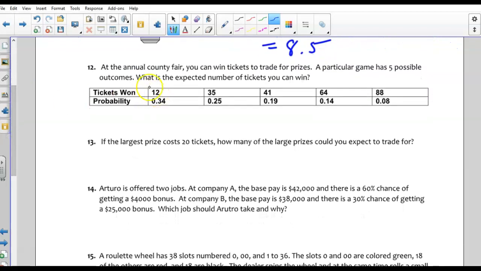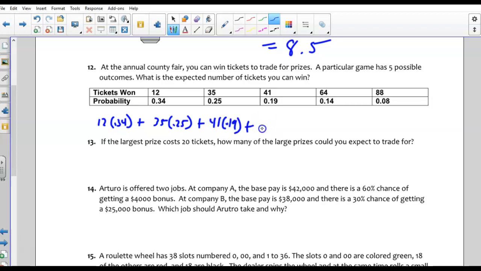Right here it says at an annual county fair, you can win tickets to trade for prizes. A particular game has five possible outcomes. What is the expected number of tickets you can win? This is very similar to the one up top. To win 12 tickets, you got a 0.34 chance of winning. To win 35 tickets, you got 0.25 chance of winning. 25% chance. To win 41 tickets, you have a 19% chance, 0.19.